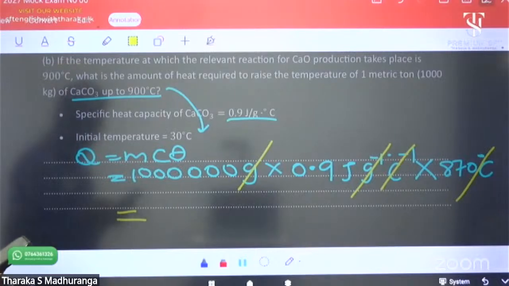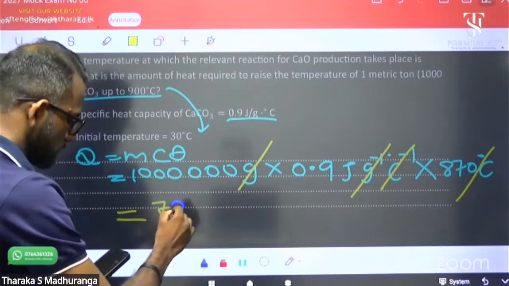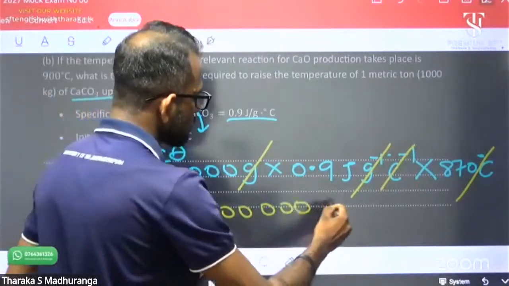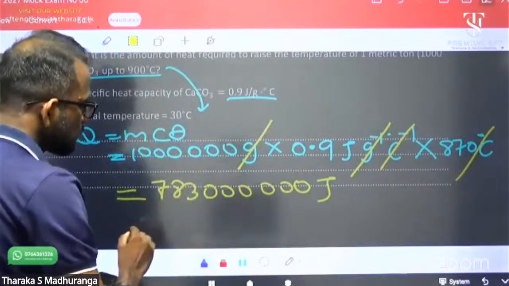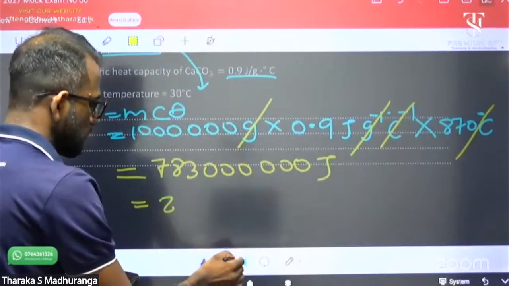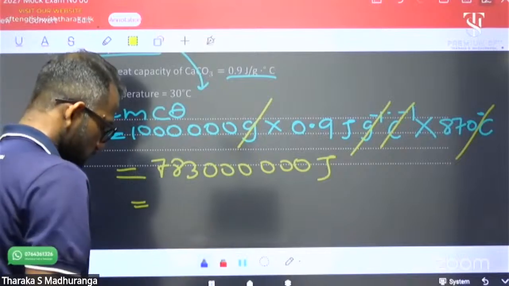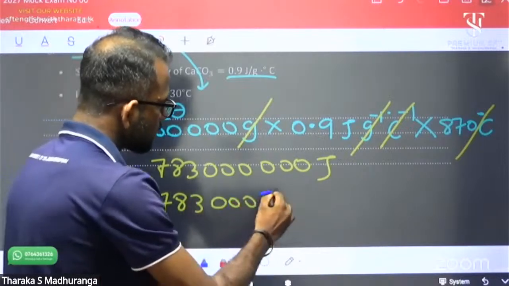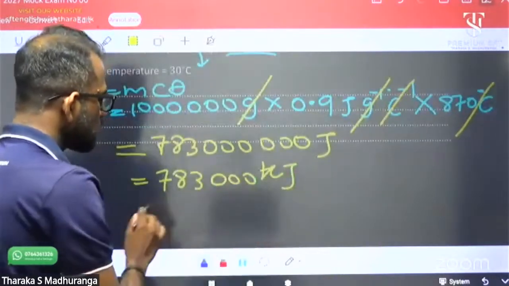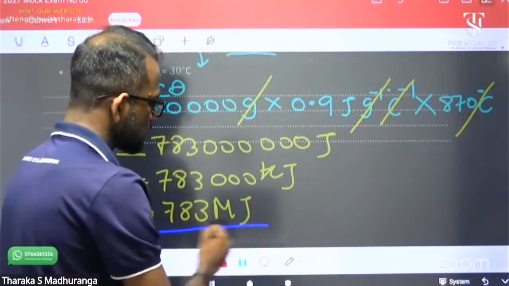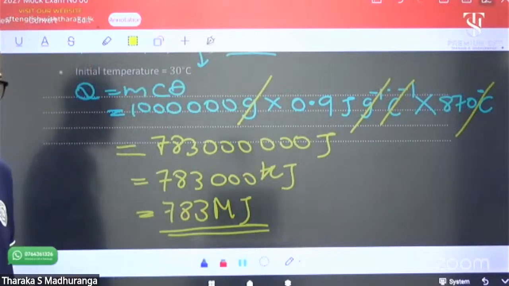870 into 0.9 into 10 to the power 6 joules. If you convert this value into kilojoules, 783,000 kilojoules. If you convert to megajoule, 783 megajoule. Is the answer correct?